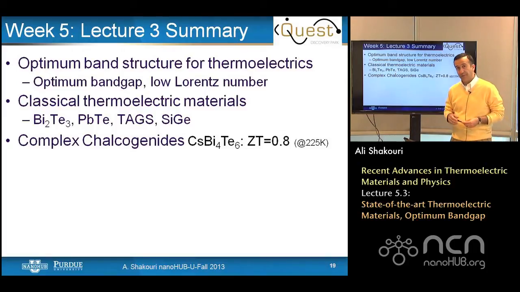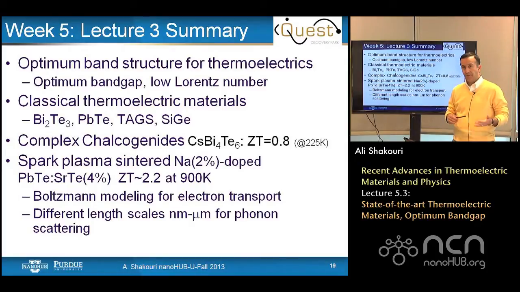Then we spent quite a bit of time on complex chalcogenides, examples at low temperature, but detailed analysis of a spark plasma sintered, latest lead telluride based material with the highest ZT, the fact that the Boltzmann modeling can explain the result, and different length scales from nanometer to micron are essential to scatter the phonon and lower the thermal conductivity.